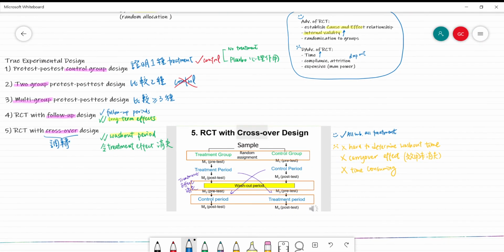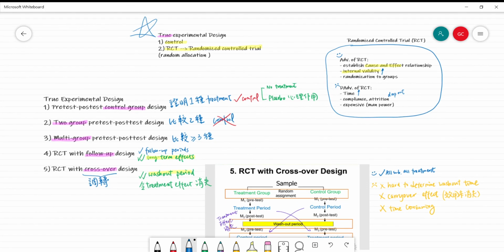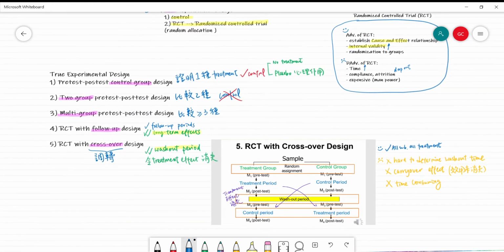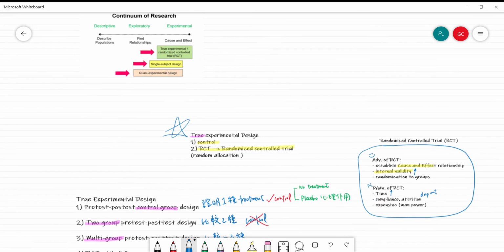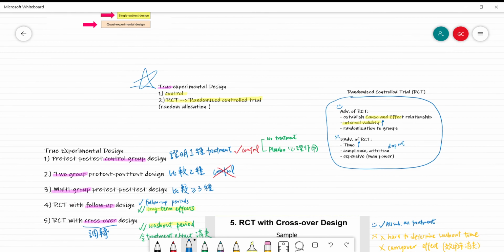So after this sharing, I hope that all of you can know and enjoy this sharing of true experimental studies. So thank you all of you. Thank you.